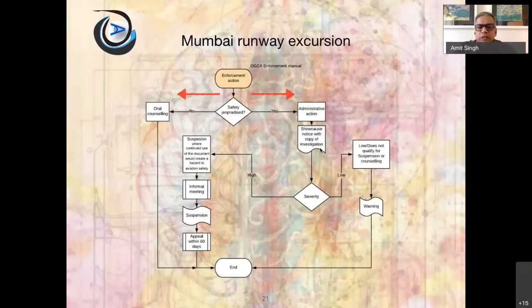Once you present a show cause, then the regulator is supposed to determine the severity. If it is low, then it does not qualify for suspension. It is only good for a warning and it ends. But if it is high, then suspension is considered to be the harshest means of punishment. That is the last step you take. But of course, last year we saw that straight away people were suspended for a number of reasons and varying degree from 1 month to almost 1 year.